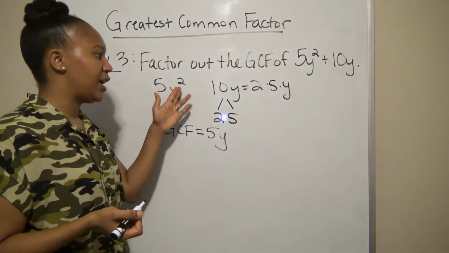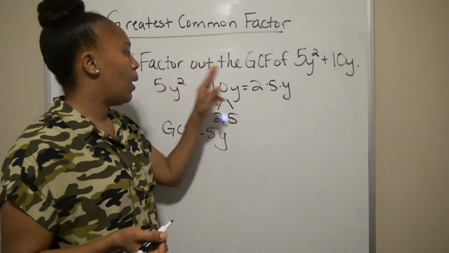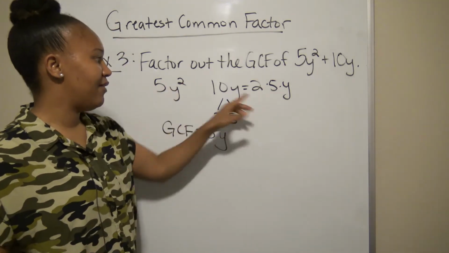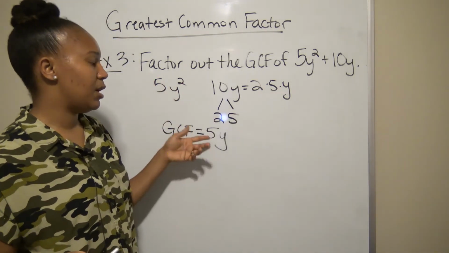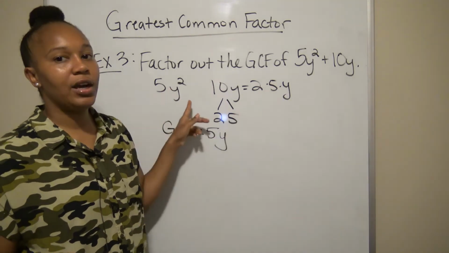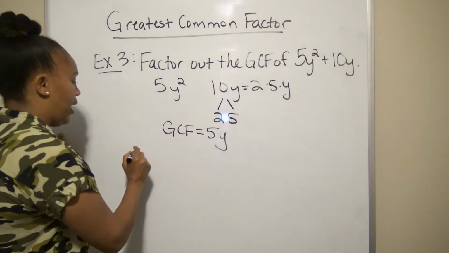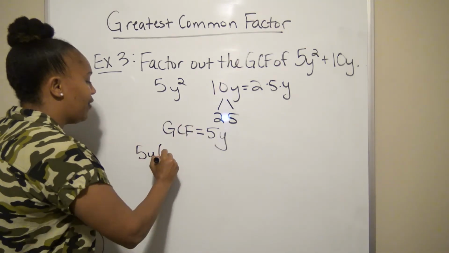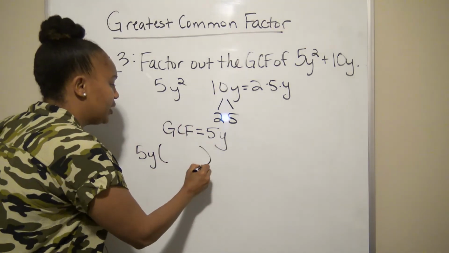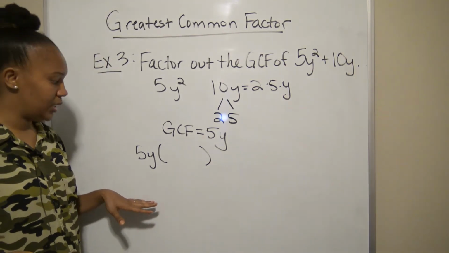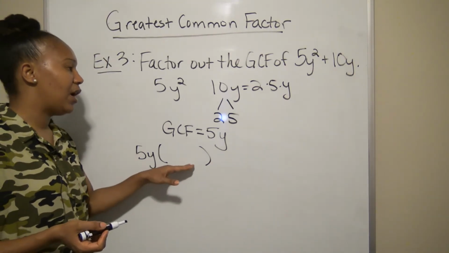So again, remember, you're taking the smallest exponent on the terms they have in common. So they have a 5 in common. The exponent is 1. Smallest exponent is 1. They have a y in common. The smallest exponent is 1. So I want to factor out 5y. So when I factor out 5y, I need to write what's left in parentheses. Okay? So how do I figure out what's left?